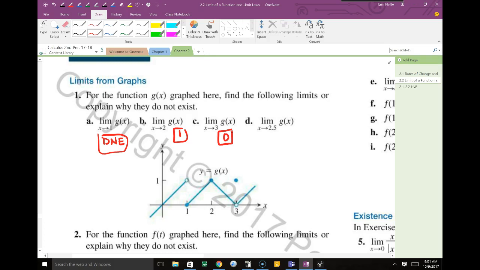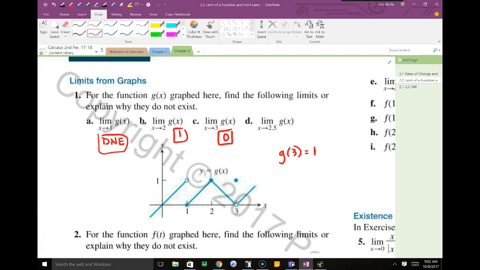So if they asked us for the function value at 3, do you see the difference between this question and this question? This is asking what is the point? That would be 1, right? As opposed to the limit, which is what the function is approaching.